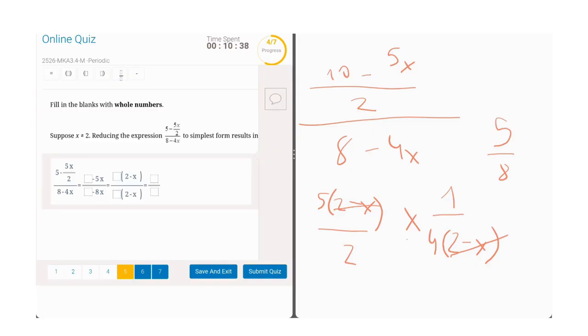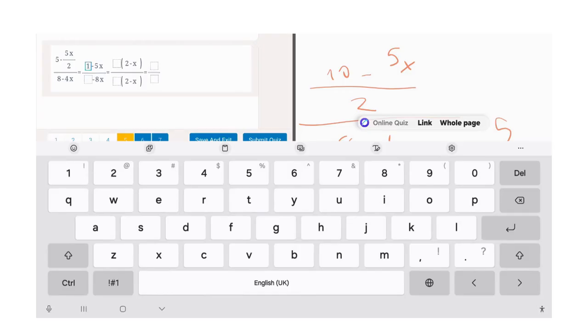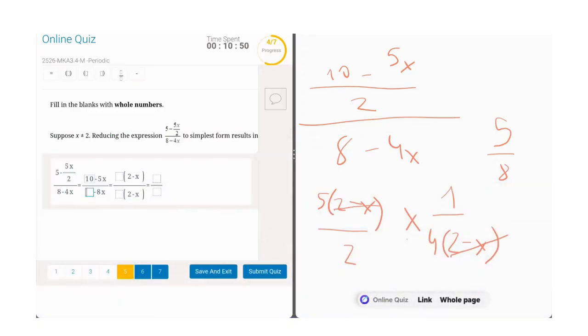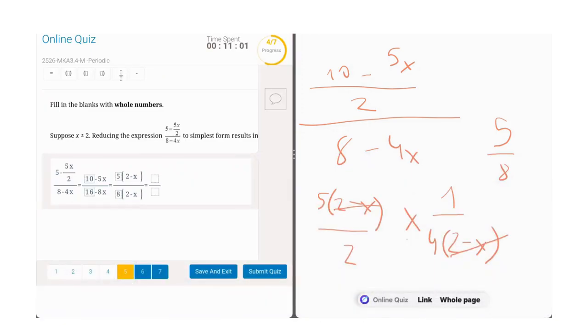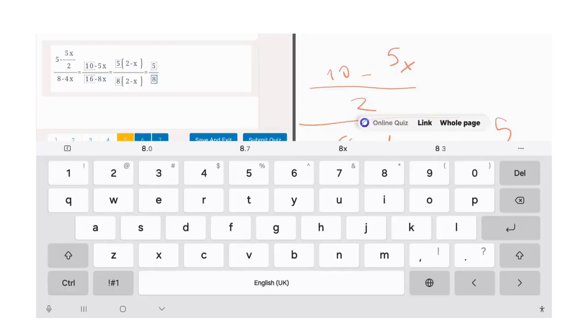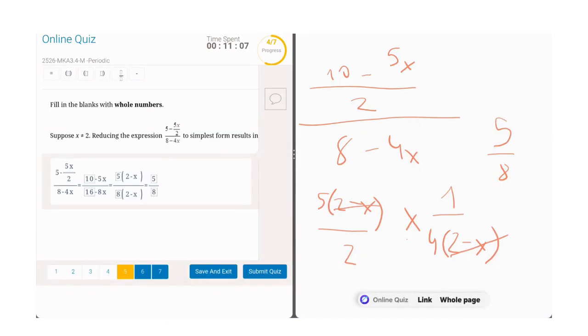So what they want written is, again, 10 minus 5x over, they moved the 2 to the other side, so they multiplied the bottom by 2. So they'll have 16 minus 8x. So they'll have 5 into 2 minus x, and 8 into 2 minus x, and equals 5 over 8. I personally would do it like this, but for them, they saw this 2 and they just moved it to the other side and multiplied with the 8 minus 4x. If you want to do that method, do that, but I find my method way more efficient and easier to understand.